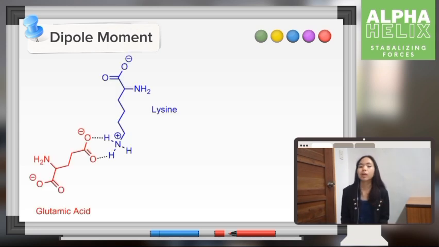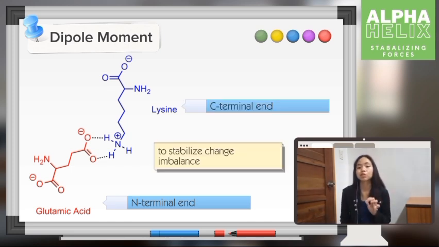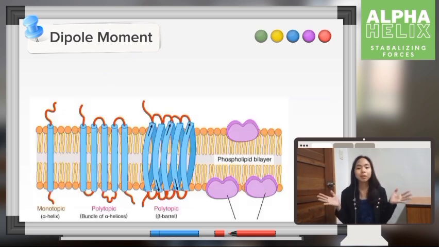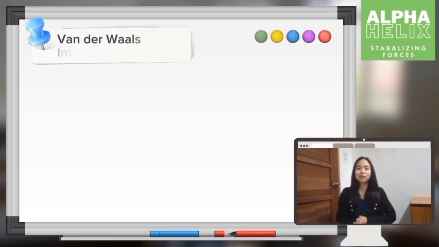For example, negatively charged residues like glutamate are often found near the N-terminal end, while the positively charged ones like glycine prefer the C-terminal end to stabilize the charge imbalance. So in membrane proteins, this dipole can even influence how helices insert into the lipid bilayer or orient themselves within a folded domain. So the next stabilizing force is the van der Waals interactions.